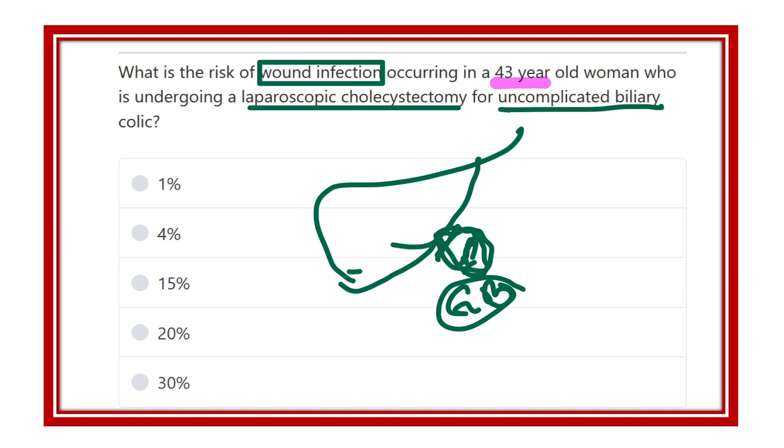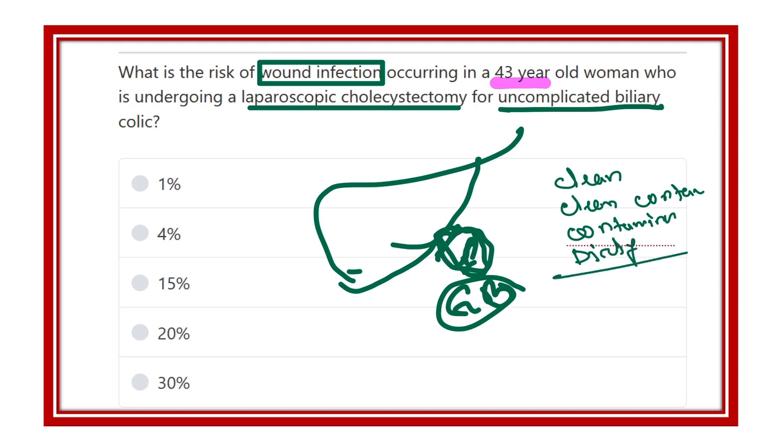We know there are different types of wounds, such as clean, contaminated and dirty. But here in this cholecystectomy procedure it is very clean. Usually it is very clean, not clean contaminated. Sometimes clean contaminated may occur when there is spillage of bile within the peritoneal cavity, but it is very less in case of laparoscopic cholecystectomy.